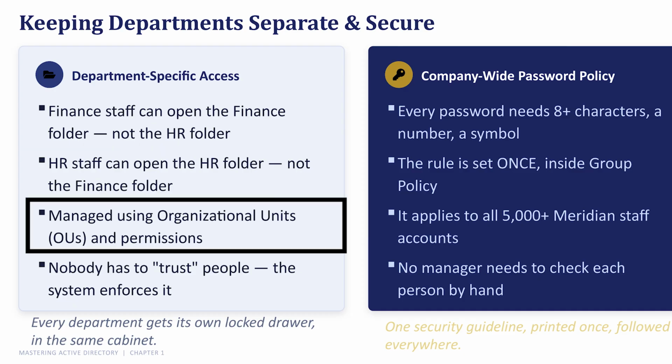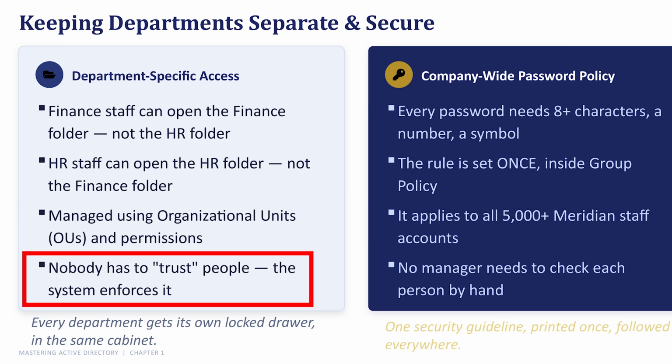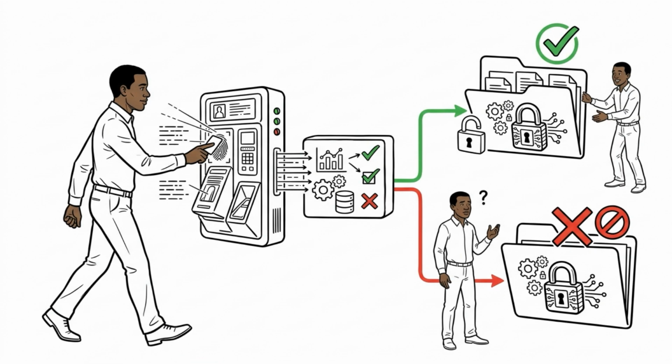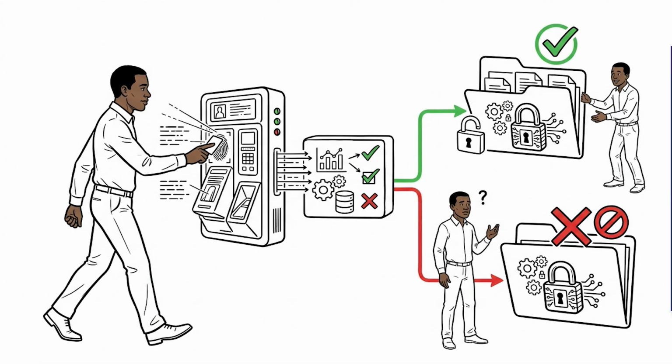The slide says this is managed using organizational units and permissions. And there is a powerful sentence. Nobody has to trust people to behave. The system enforces it. Okay. There's no one to make sure that everyone follows the rules in the organization. Configurations have been put in place to enforce these rules. So there's no need for anyone to be monitoring these systems.